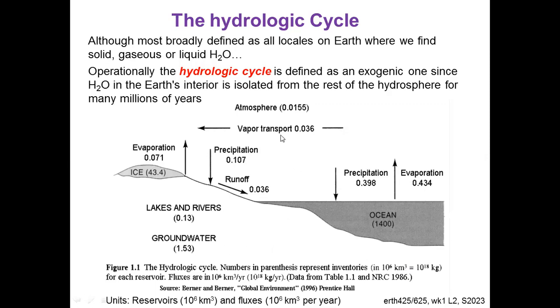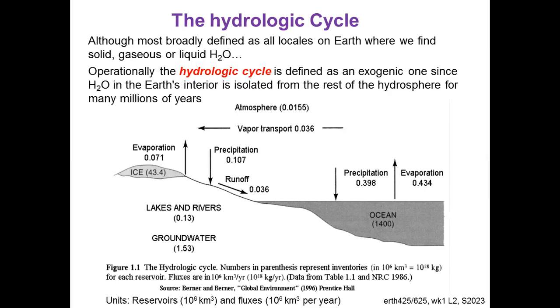And the fluxes, which are shown as arrows, are given in units of millions of cubic kilometers per year, or 10 to the 18th kilograms per year. So the first thing you notice if you look over the oceans is that evaporation and precipitation over the oceans are pretty large and nearly balanced. But there's a little bit more evaporation than precipitation. And that net difference translates into a small amount of vapor transport from the oceans to the land. And in fact, if you add up those numbers, you'll see that 0.036, which is the vapor transport, is exactly the difference between the precipitation minus evaporation over the ocean.